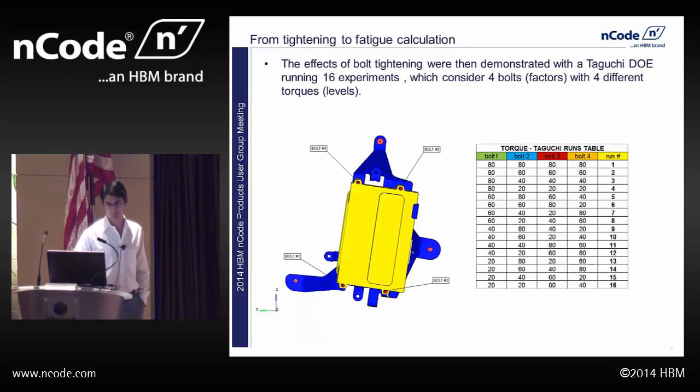So we're going to name the four bolts in this part bolt number 1, 2, 3, and 4, as they are shown in this diagram. And for these effects, we ran a design of experiments based on the Taguchi run table. So we're running 16 experiments instead of the full factorial, which would be 256. And for this, we're varying the applied loads and getting the design life results for fatigue.